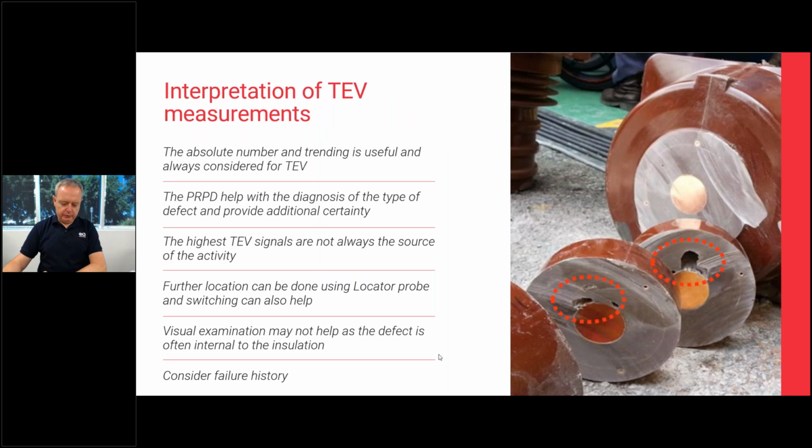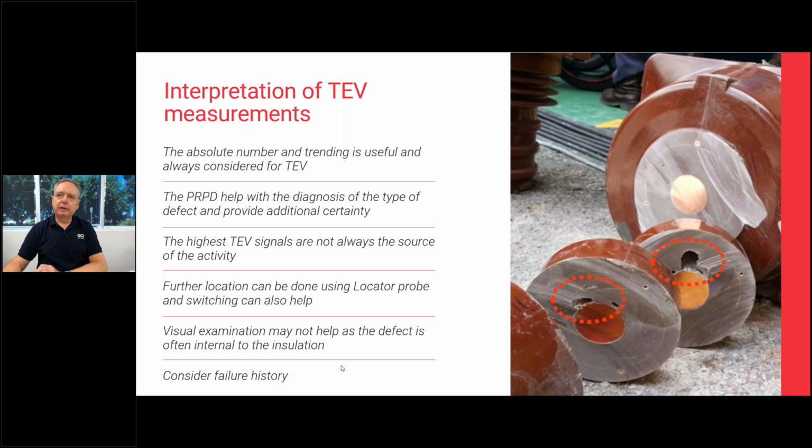When we're talking about transient earth voltage, the interpretation of these TEV measurements, we do take into consideration the number. On that last example, 42 decibels is a high level, 38 on the other transformer is a high level. Once we get above certain levels, we start paying much more attention and start recommending that we really go in there and find what's happening. The PRPD plot, the phase resolved plot, helps with the diagnosis and the certainty. We were able to say one was a solid insulation, one was inside the oil, and we used the time of flight to locate where things are coming from.